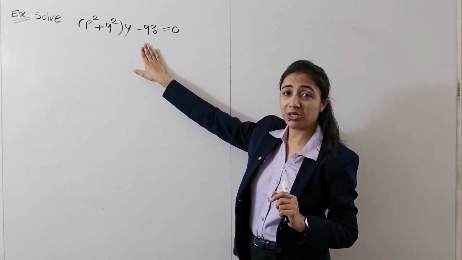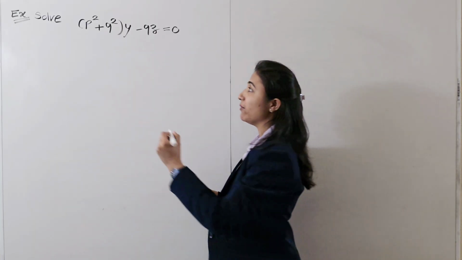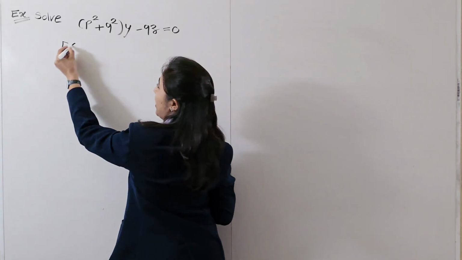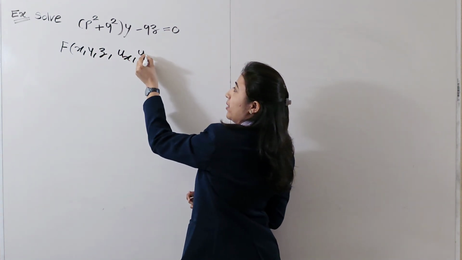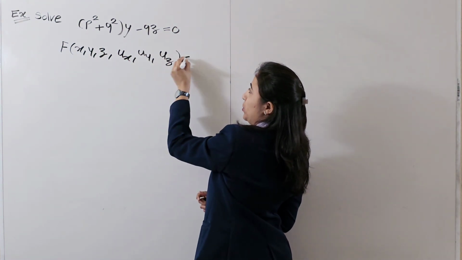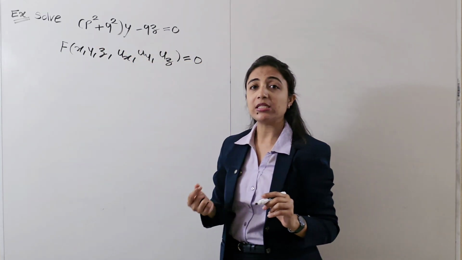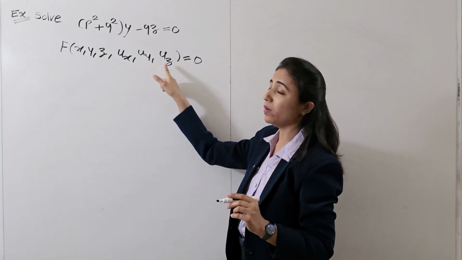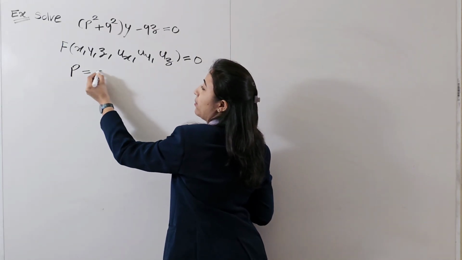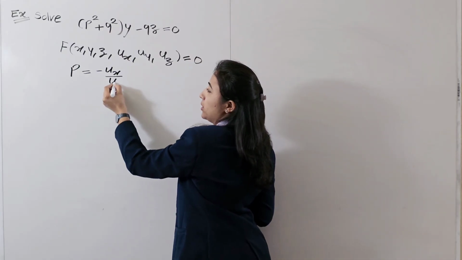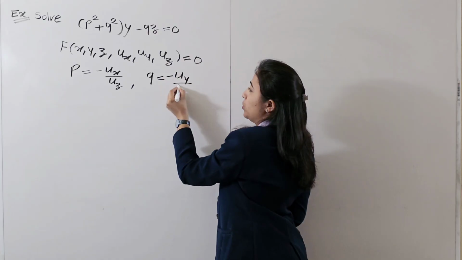So to solve this partial differential equation with the help of Jacobian method, firstly you need the function f, which is a function of variables x, y, z and ux, uy, uz equal to 0. But here this contains p and q. So we have to convert this p and q in the form of ux, uy, uz. So how to convert? There is a conversion: p we can write as minus ux by uz, and this q is minus uy by uz.